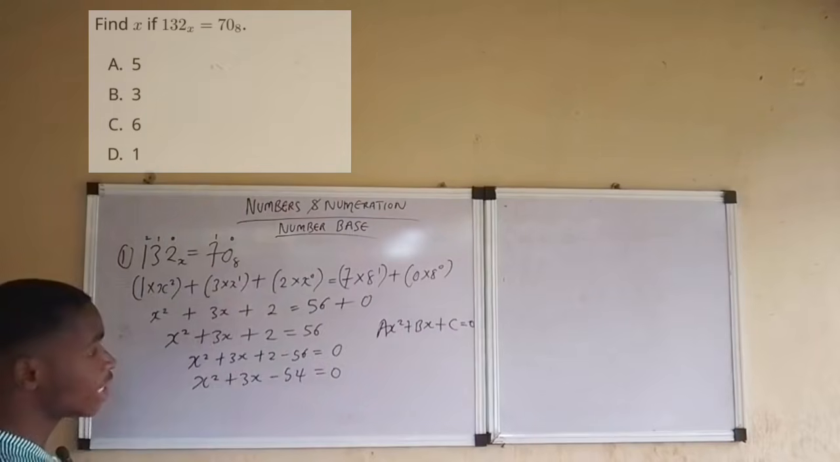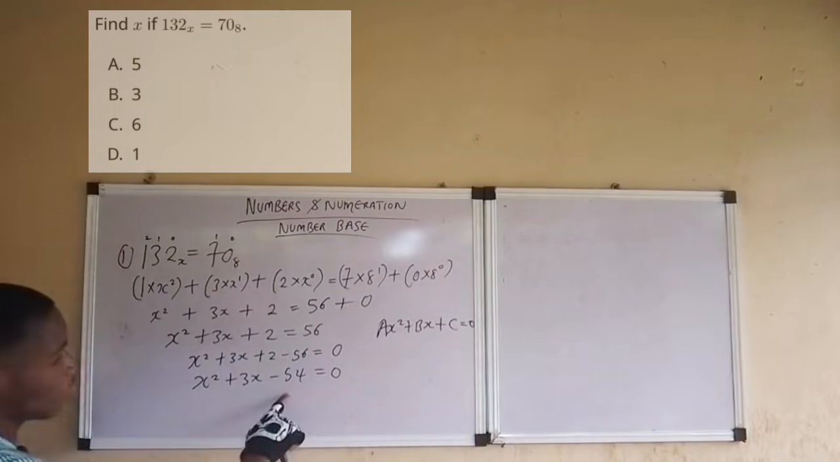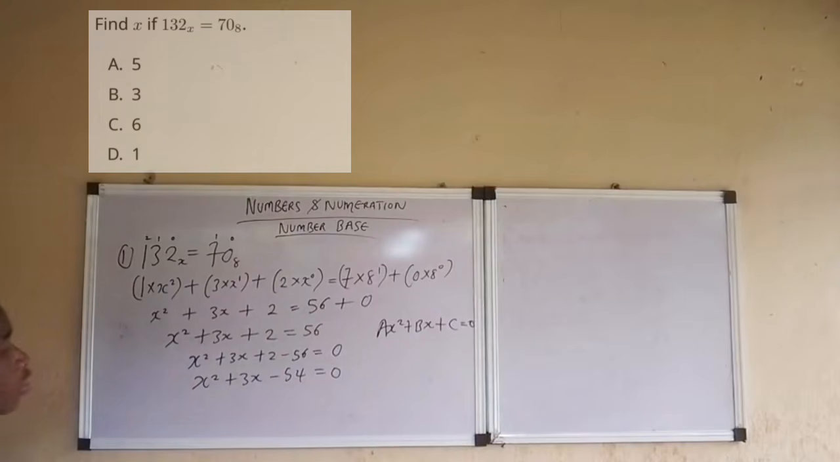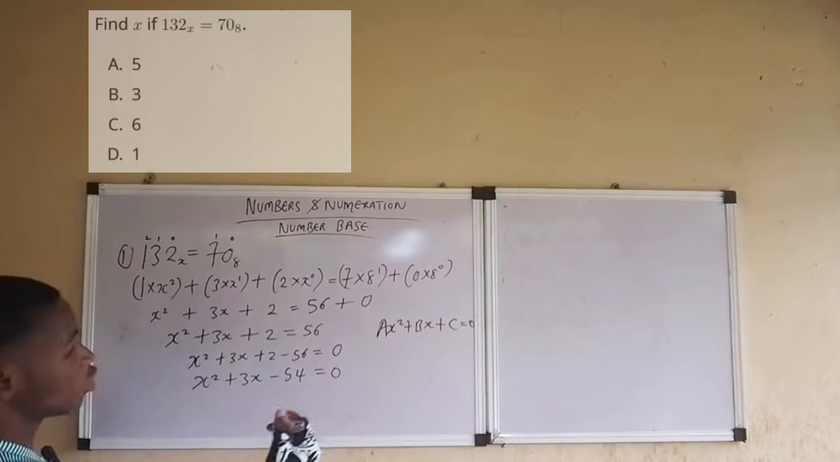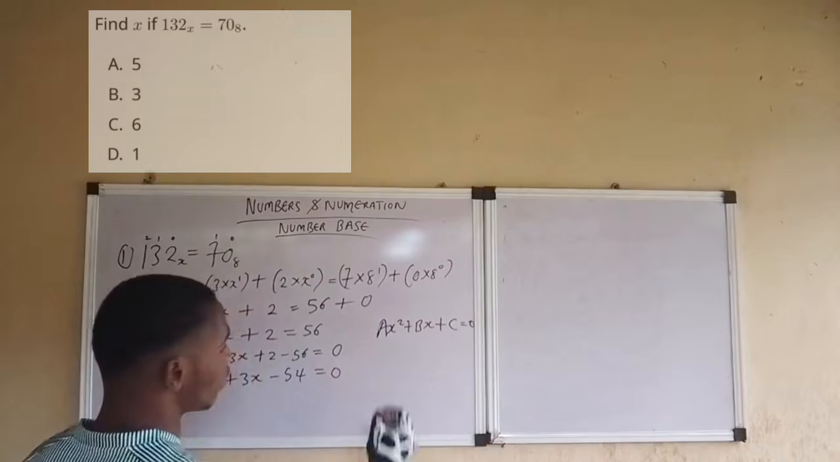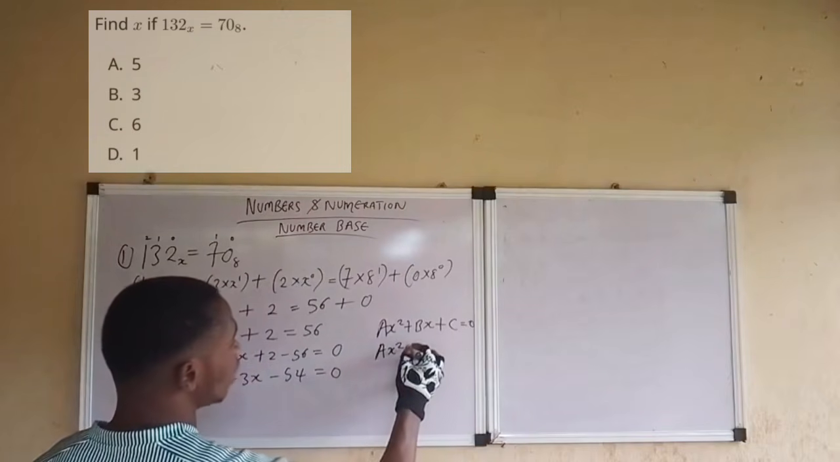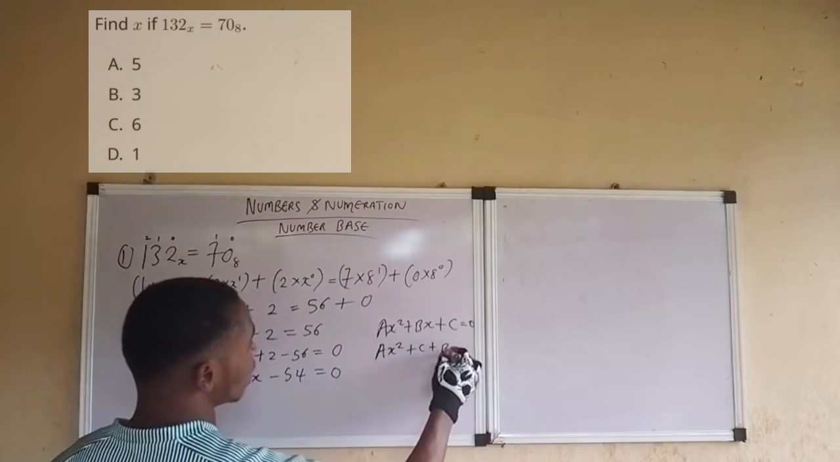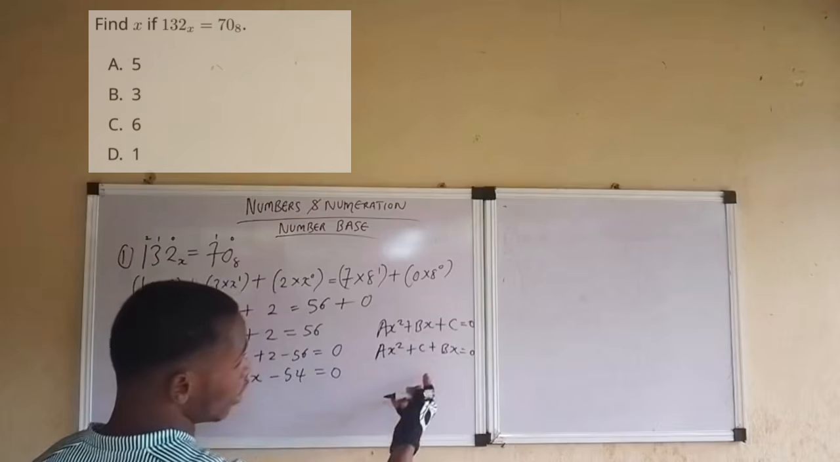All right. So in this case, C is minus 54, B is 3, and A is 1. Sometimes a question might be arranged as AX squared plus C plus BX equals 0. This is still correct, right?